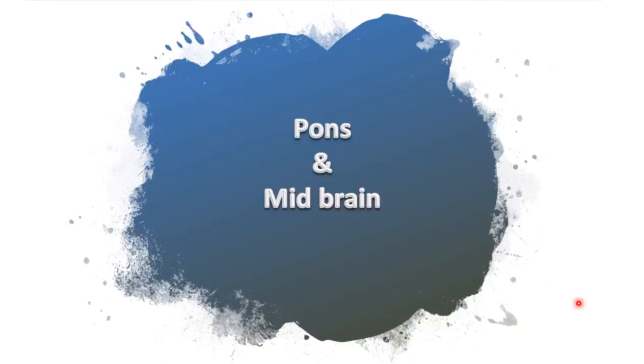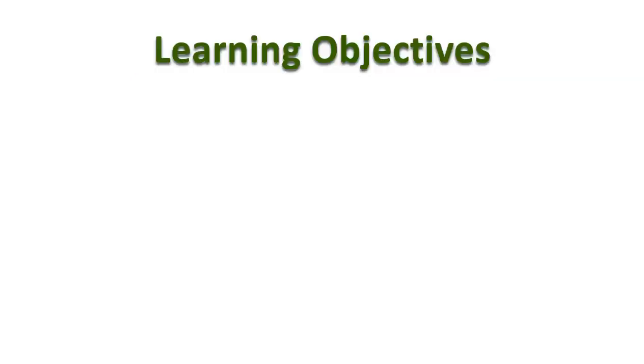So today in this class, we are actually continuing with the brainstem. In the brainstem, first we have discussed the medulla oblongata. Now we are going to continue with the pons and the midbrain. Our learning objectives for today are mainly on the pons.